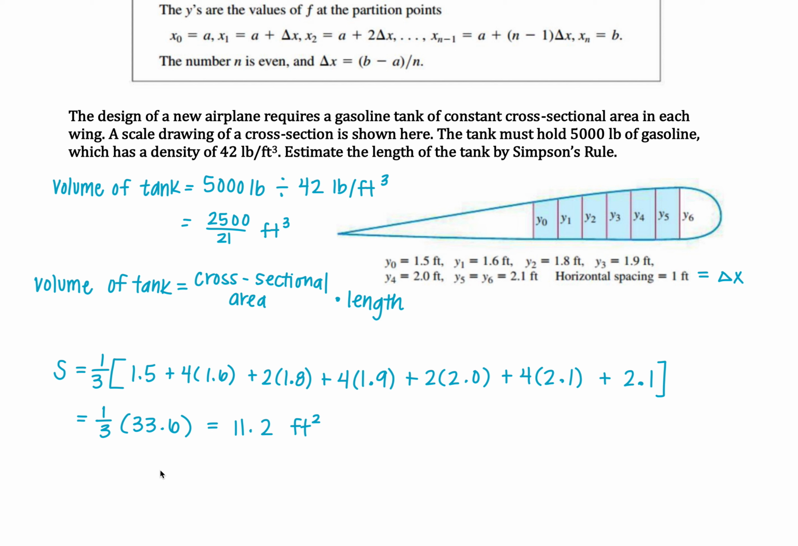for our cross-sectional area. So to find the length, it's going to be the volume divided by the cross-sectional area. So the volume is 2,500 over 21 cubic feet divided by 11.2 square feet. And if you divide that out, probably I should have used approximately instead of equals, you're going to get about 10.63 feet.